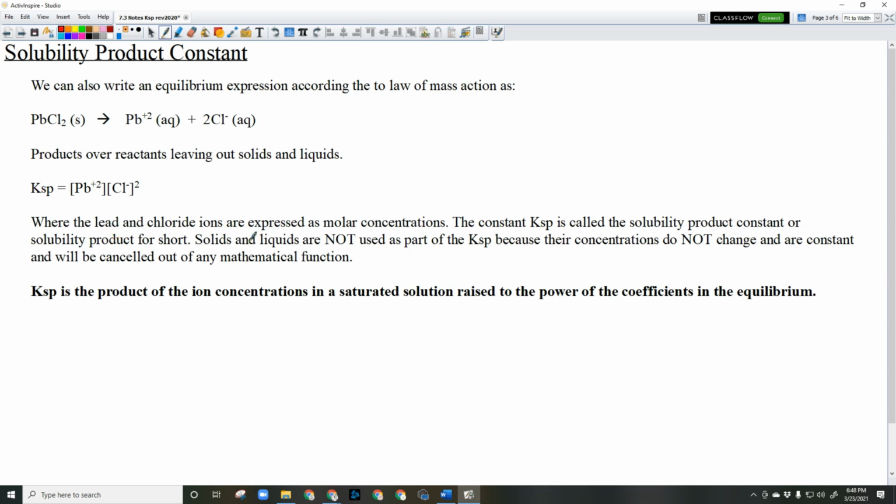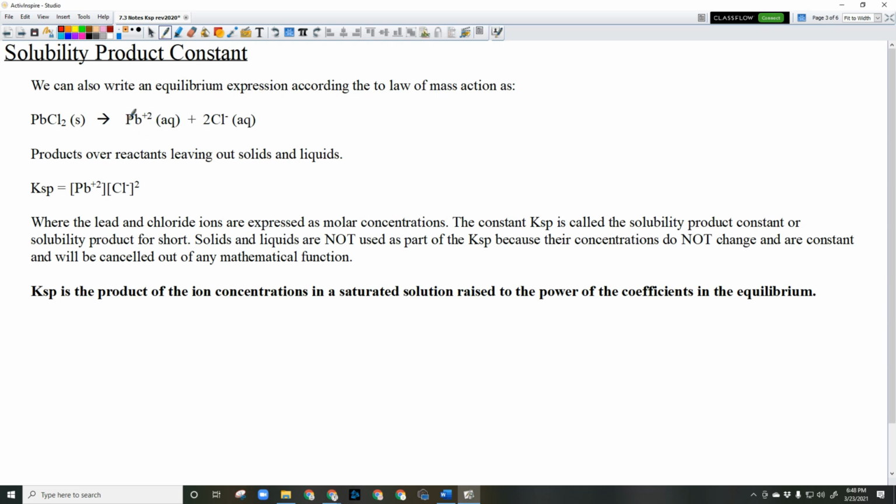All right, so again, liquids and solids are not used as part of the Ksp expression because their concentrations don't change and they're constant and are going to be canceled out. So the definition of Ksp is the product, see here these two are multiplied, of the ion concentrations in the saturated solution raised to the power of the coefficients in the equilibrium. So what does that mean? Well, see here we have lead.